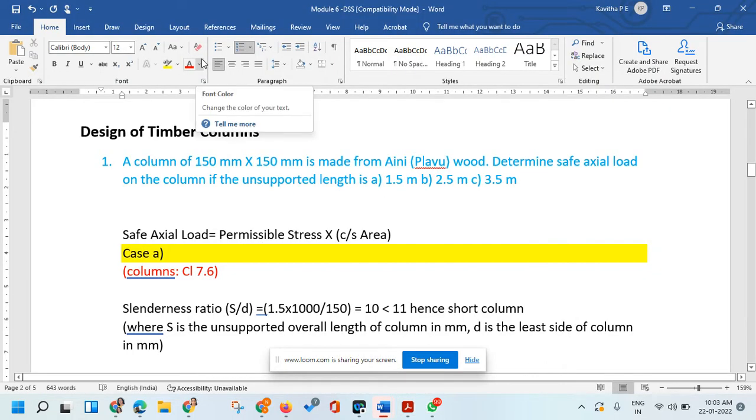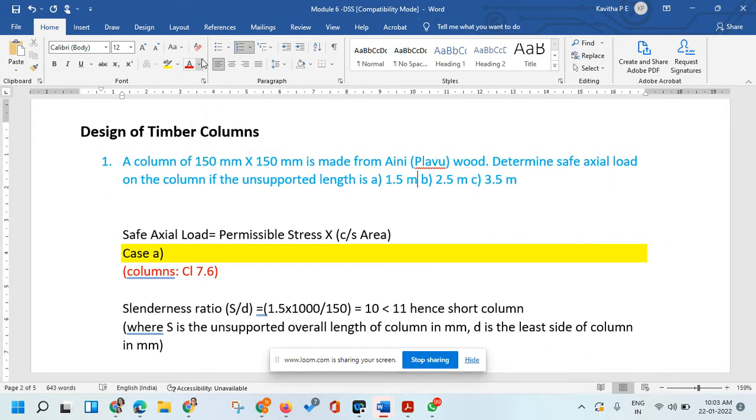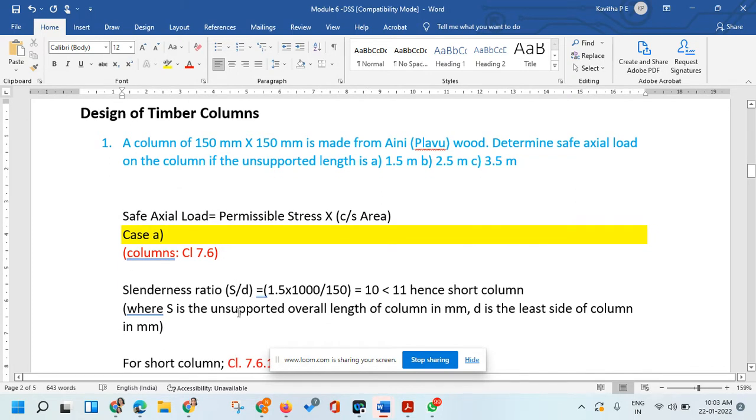So in this question, the first case is 1.5 meter column with 150 mm by 150 mm cross section. So first of all, we will calculate the slenderness ratio of the column. Slenderness ratio is S by D, where S is the unsupported length of the column and D is the least lateral dimension of the column. The details are available at the initial pages of the IS code 883. And like what is S and what is D, you can get it from the first pages of IS 883.